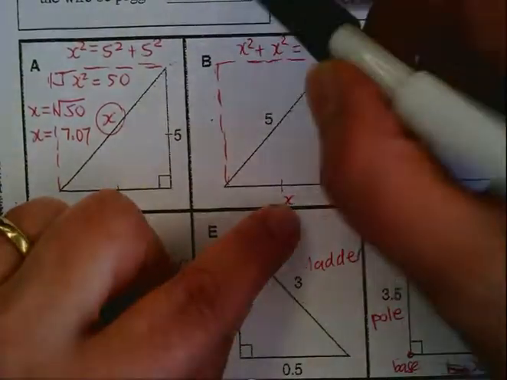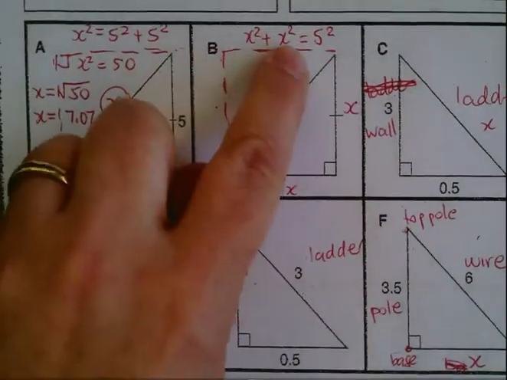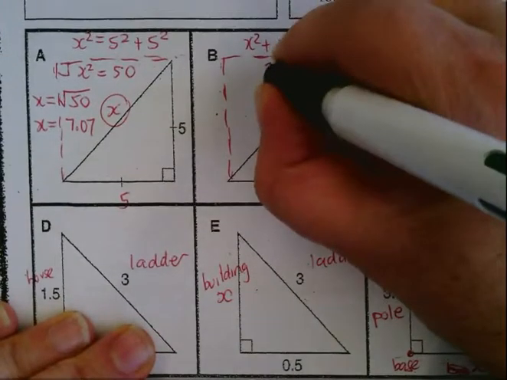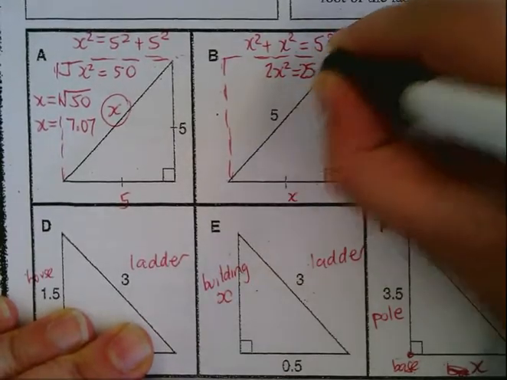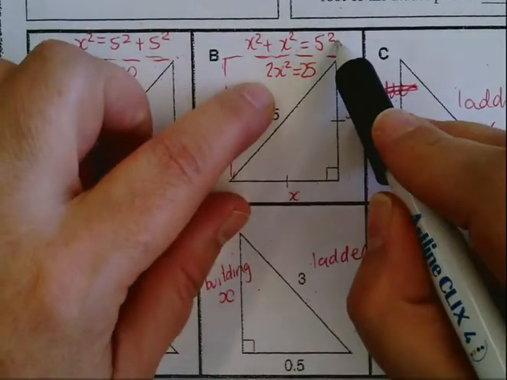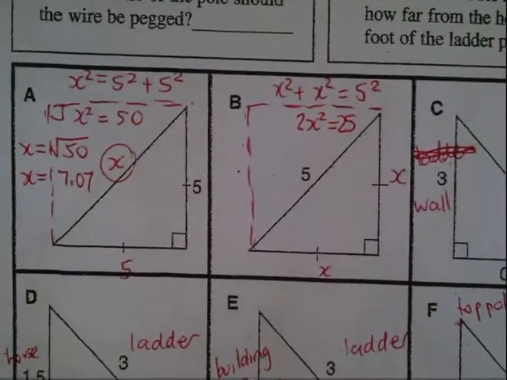I know they're both the same. Tell me what X plus X is. 2X. What's A plus A? 2A. 1X squared plus 1X squared is 2X squared is 25. 5 squared is 25. So X squared plus X squared is 5 squared. So I've got that 2X squared is 25.